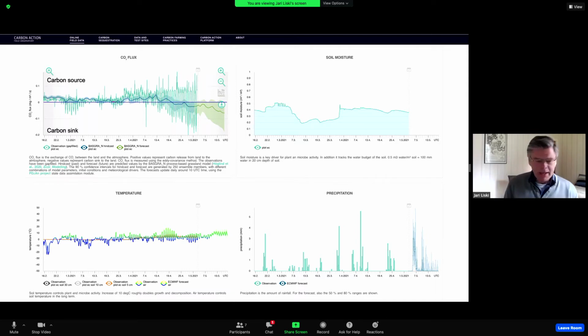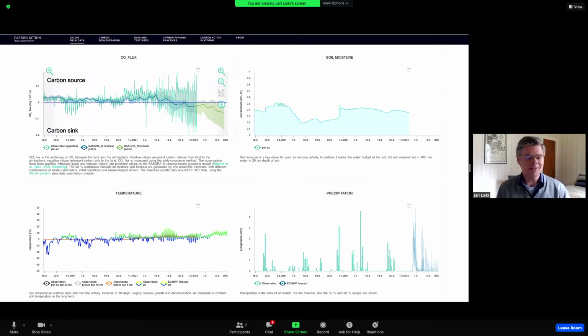A couple of weeks ago, we were quite excited to be ready to add a 15-day forecast of carbon dioxide fluxes and the carbon sequestration to this field observatory. So you see here, on the top left corner, the green area shows our forecast of how the carbon sequestration will continue at this site during the next 15 days.